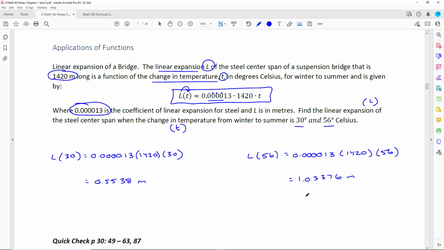So when there was a 26-degree greater temperature difference, we got almost double the expansion. And so that means that you have to allow for that in your building materials, that there's going to be this expansion and contraction of the metal.